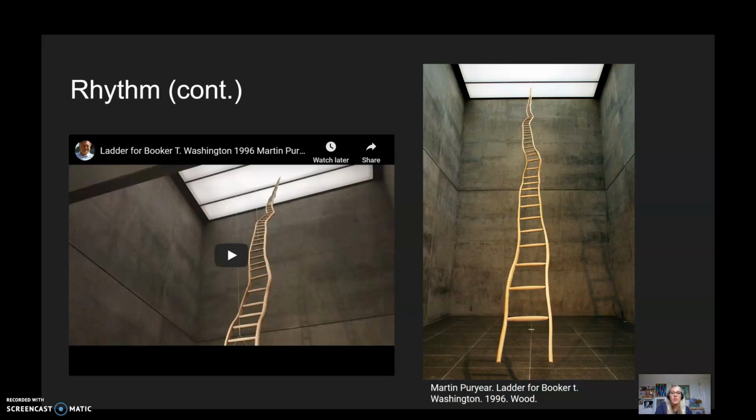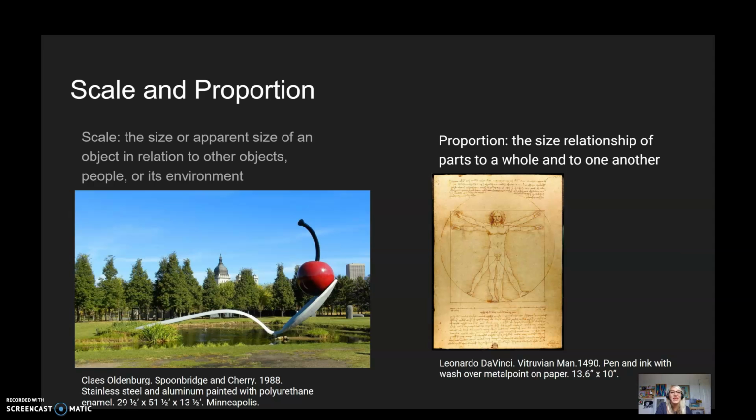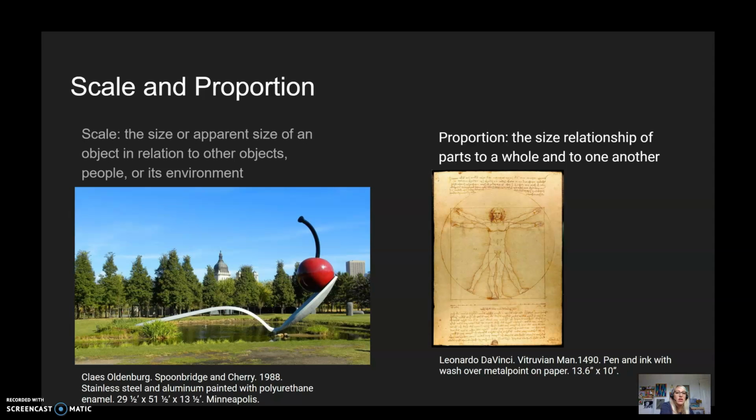So then we talk about rhythm again. This Ladder for Booker T. Washington by Martin Puryear is in the Modern here in Fort Worth. And I would urge you to watch this video about the work. We've already talked about scale and proportion in our last slideshow, so I'm going to skip that one.